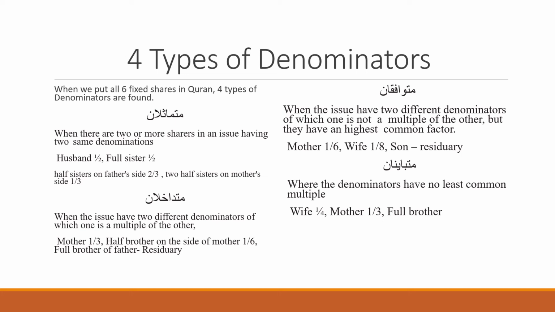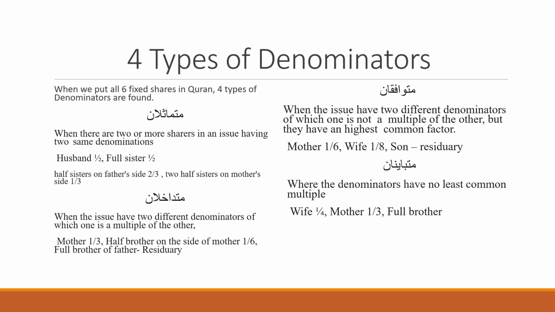A little mathematics. It's not that confusing, very basic and very superficial. Please check: when we take all 6 fixed shares in Quran, 4 types of denominators are found. What is this? The 6 fixed shares in Quran.